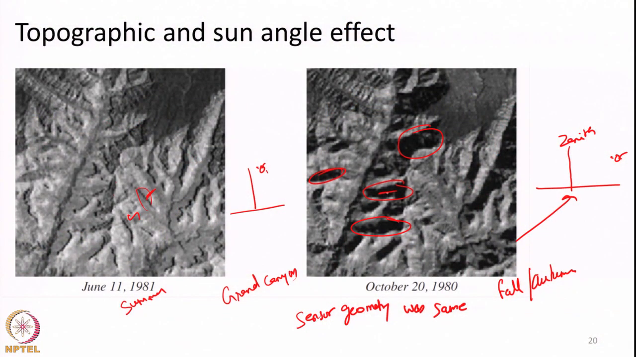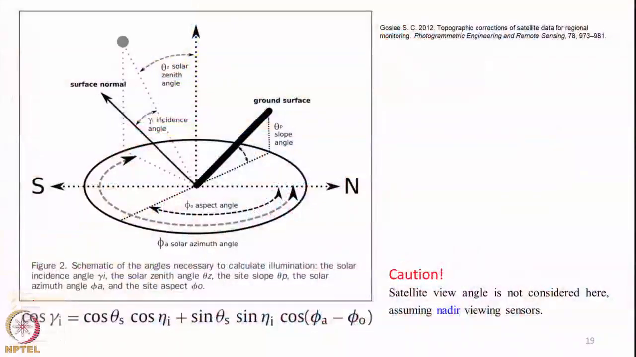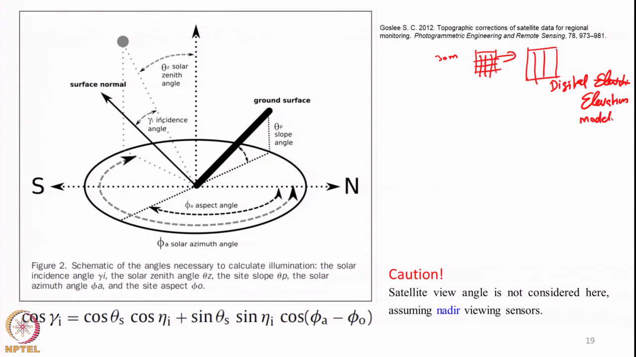How to correct for it? Before going for the correction, we should learn some concepts or terminologies. We will see what they are. The first thing is, when we need to correct for topography, we should have information about the surface elevation. Let us say our image is collected at 30 meter pixel resolution. In the same pixel size, we should have what is known as a digital elevation model, which effectively has, for any given ground point xy, elevation information z.